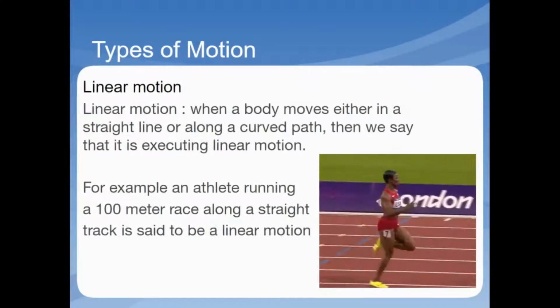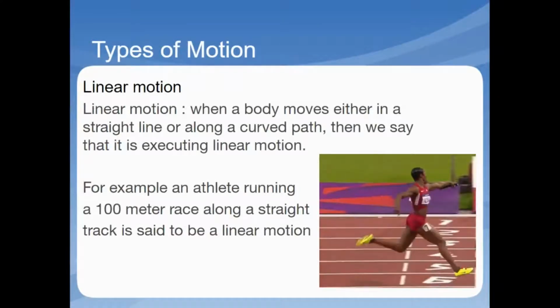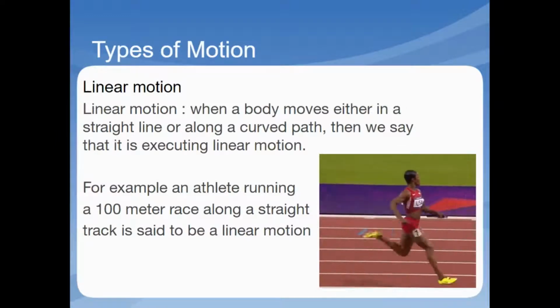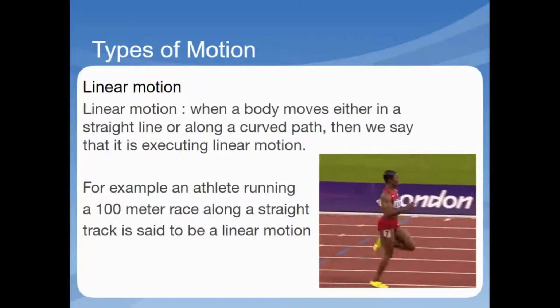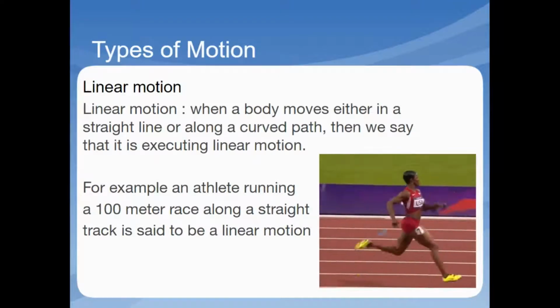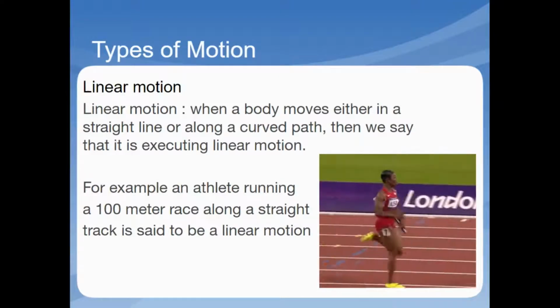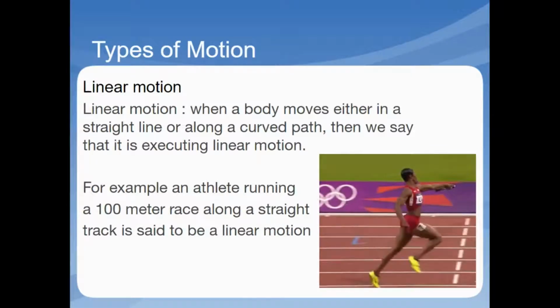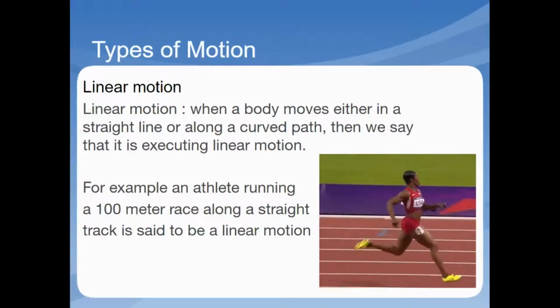So starting with linear motion. Linear motion is when a body moves either in a straight line or along a curved path, then we can say that it is executing linear motion. For example, an athlete running a 100-meter race along a straight track is said to be in linear motion.